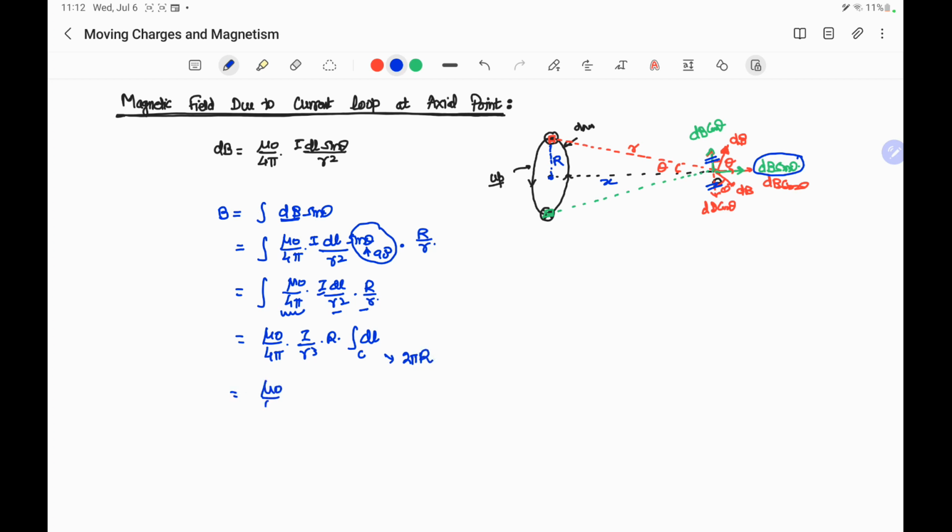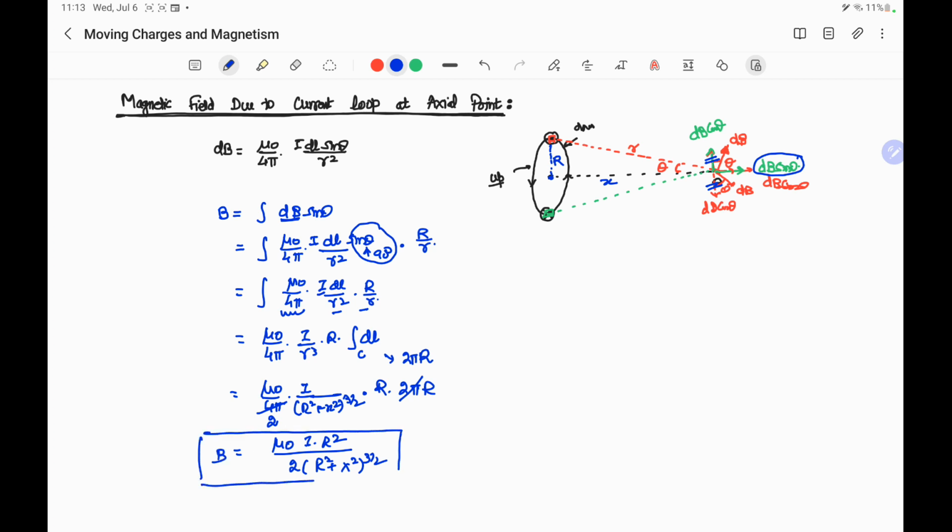So we can write it is mu naught by 4 pi into I. This r we can write as R square plus x square whole raised to power 3 by 2, into R, and the integral is 2 pi R. Here 2 pi gets cancelled with this 4 pi and the remaining is 2. So we will have B equal to mu naught I into R square divided by 2 into R square plus x square whole raised to power 3 by 2. This is the total field at a point P on the axis, and it is along the axis in the outward direction for the given current distribution.